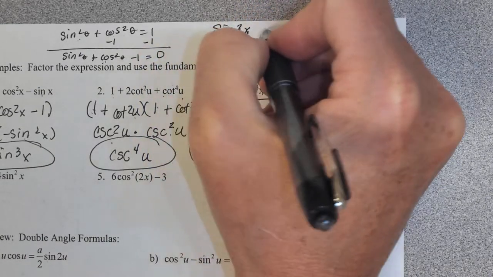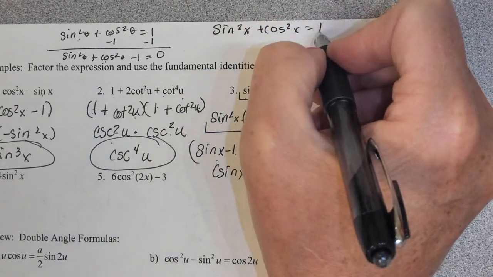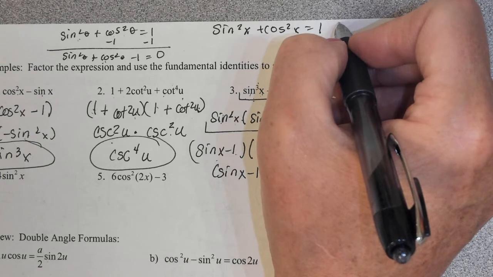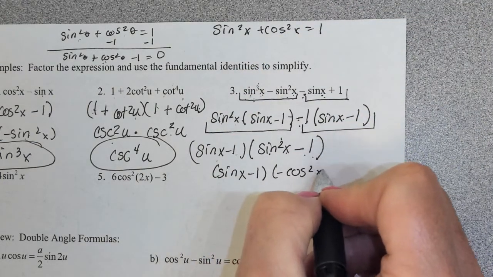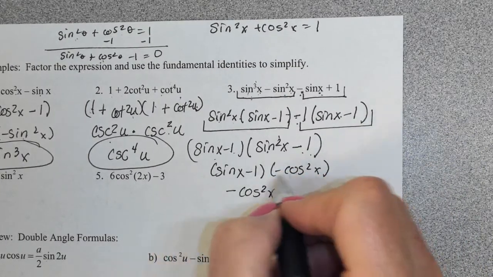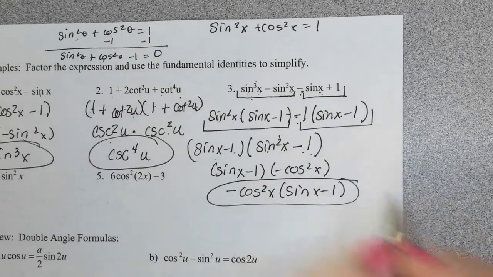Remember how sine squared x plus cosine squared x equaled 1? Well, if I bring the 1 over here and bring the cosine squared over here, what would we get? Right, negative cosine squared. And so probably the best way to write this would be to put this in front so we don't think it's subtraction. And there we go.